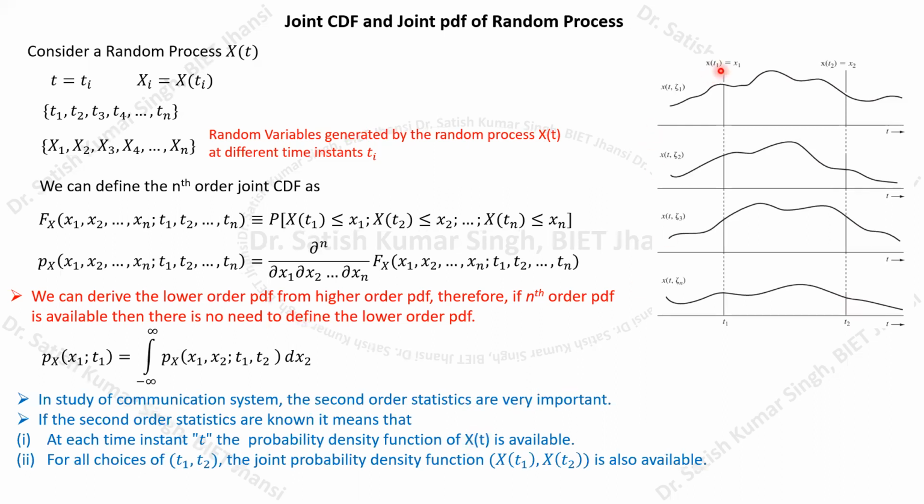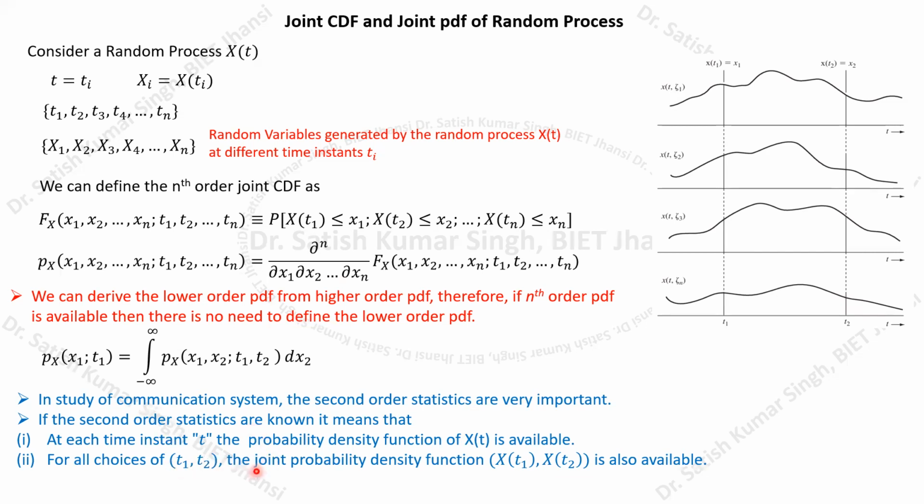So at any instant of time, we can have the probability density function, right? This is the meaning of having the second order statistics. And the second thing which is also known is, for all choices of T1 or T2, the joint probability density function of x(t1) and x(t2) is also available. So this is the meaning if we have the second order statistics, right?